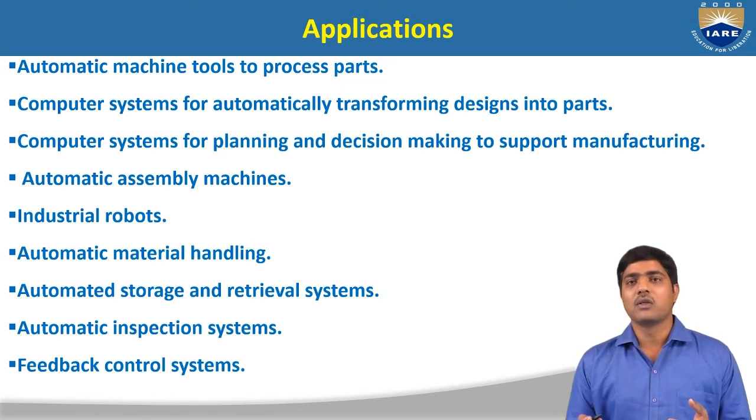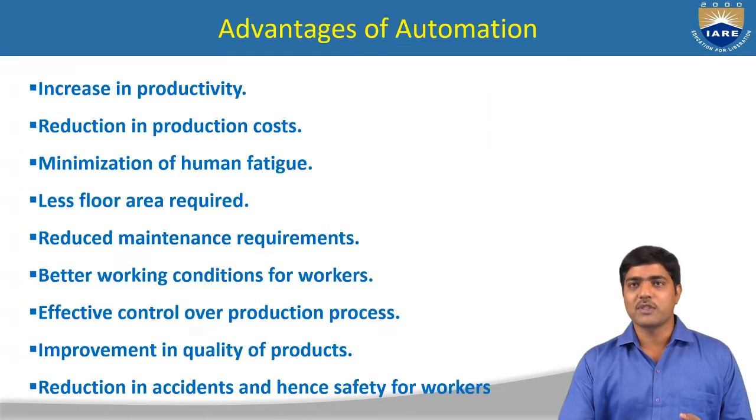And nowadays, in many places the robots are going to perform the task. Especially, robots are very useful in automated industries where you are going to work in hazardous places. And automatic material handling is also very important. If you make the material handling automatic in the process, then you can reduce scrap. And automated storage and retrieval systems, automatic inspection systems, and feedback control systems. So these are the numerous applications of industrial automation systems.